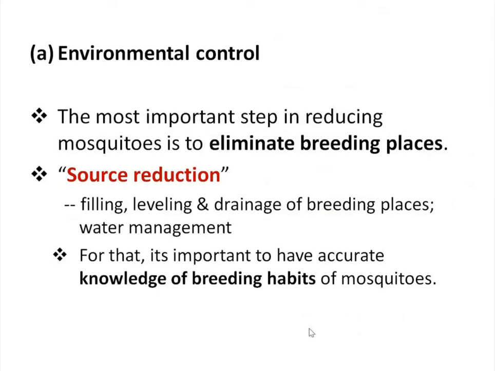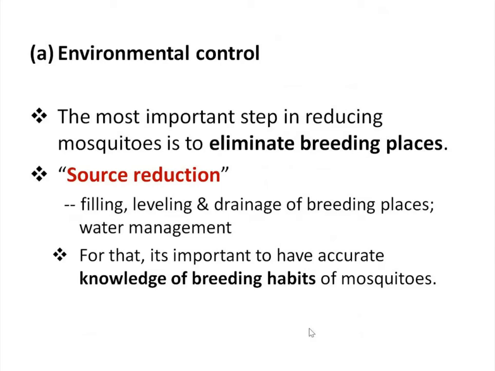Suppose you are using chemicals through chemical control, suppose you are using DDT or something like that, spraying something like that. Once the power of that spray is gone, the mosquito starts coming again. So that is a reversible process, whereas environmental control is an irreversible method and it is the safest method, just by eliminating the breeding places.